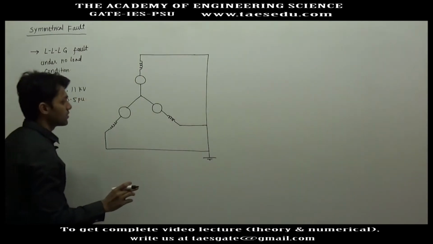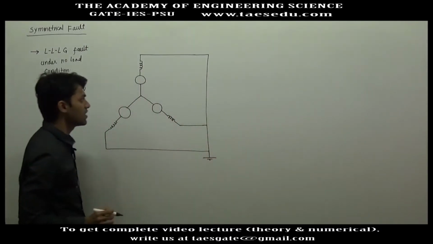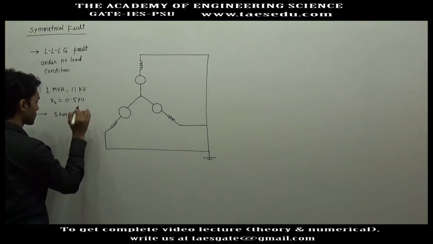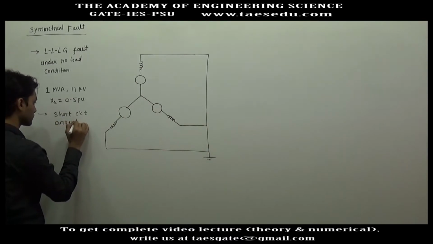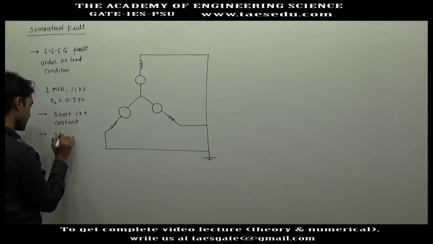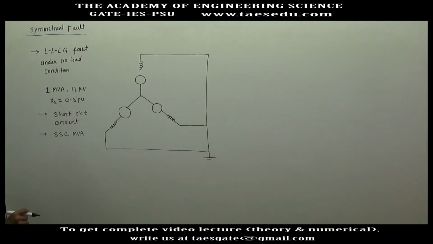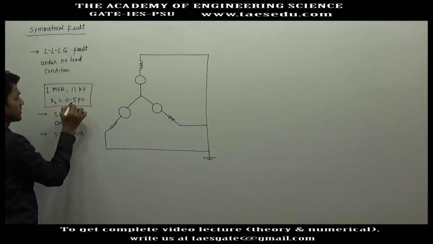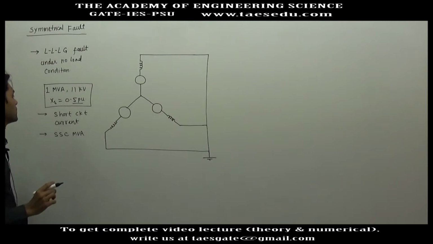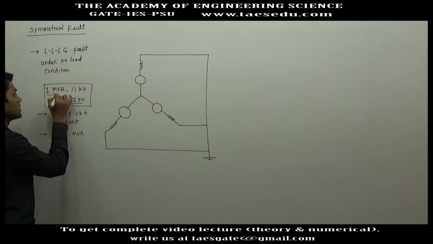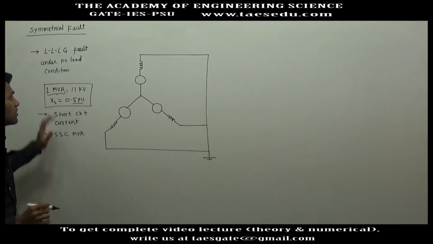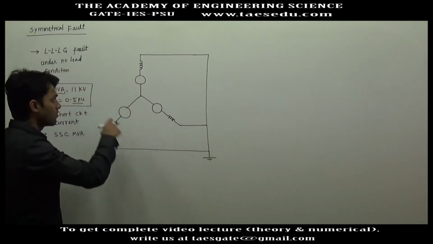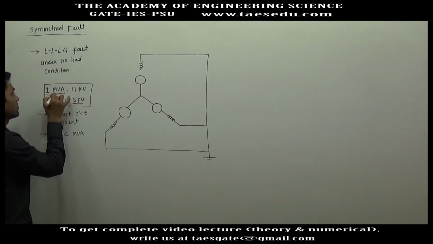Okay, so under fault condition we have to find out the short circuit current and short circuit MVA. If the rating is given as 1 MVA, 11 kilovolt and 0.5 pu, it means this is the rating of the three-phase generator. Combining all three phases, you will have a rating of 1 MVA.